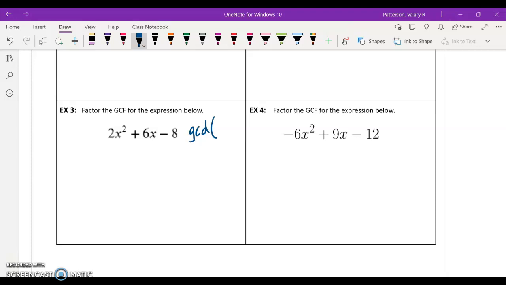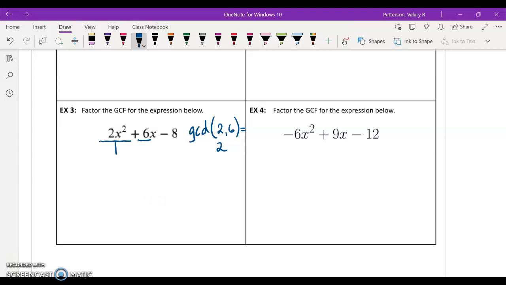2, 6, and 8. 2 and 6. Okay, so what is our GCD of 2 and 6? Sometimes it's kind of obvious. Is 2 divisible by 3? No. But 2 is only divisible by 1 and itself, right? Is 6 divisible by 2? So that's your GCF. But you can confirm it in your calculator if you don't trust me, but it is 2.